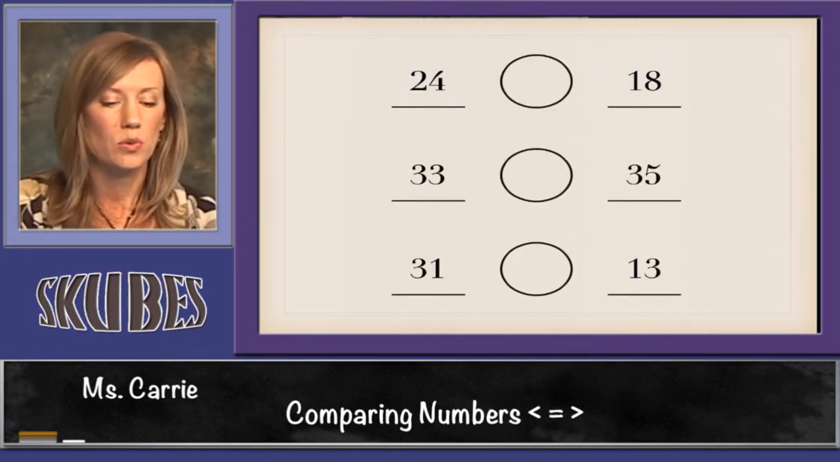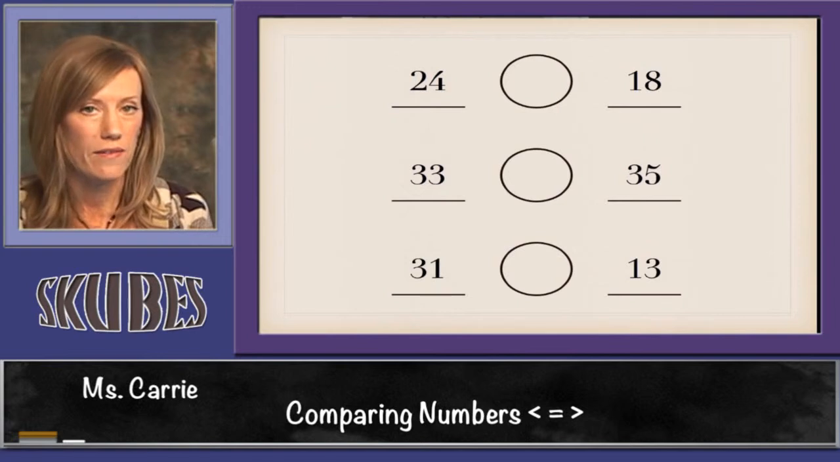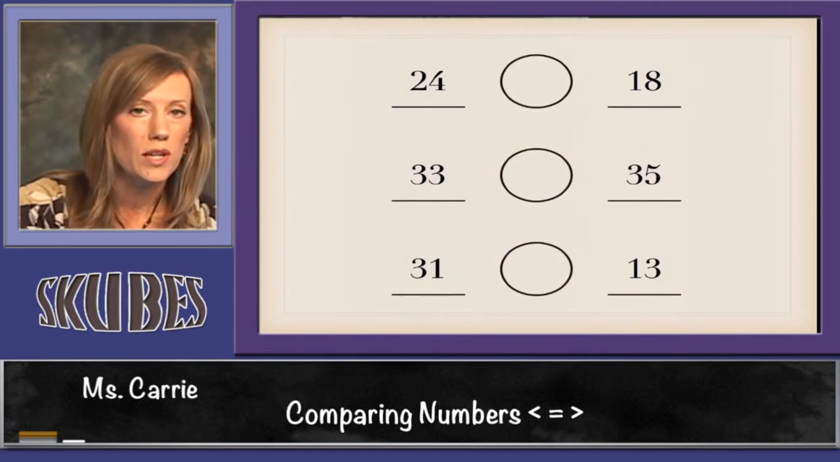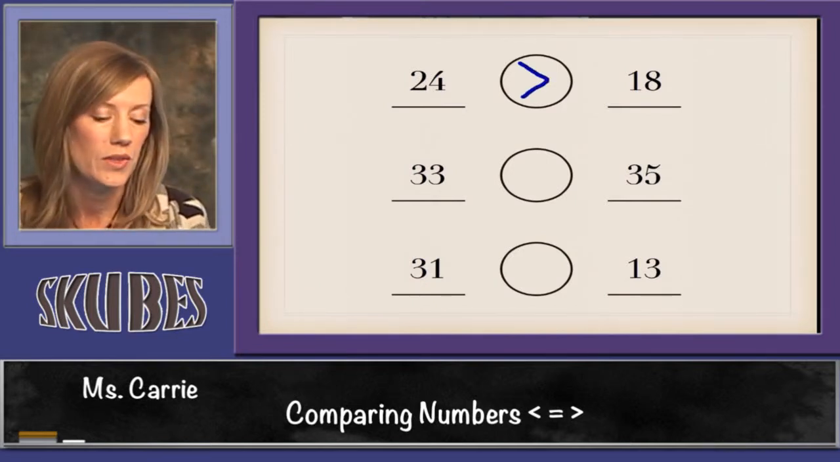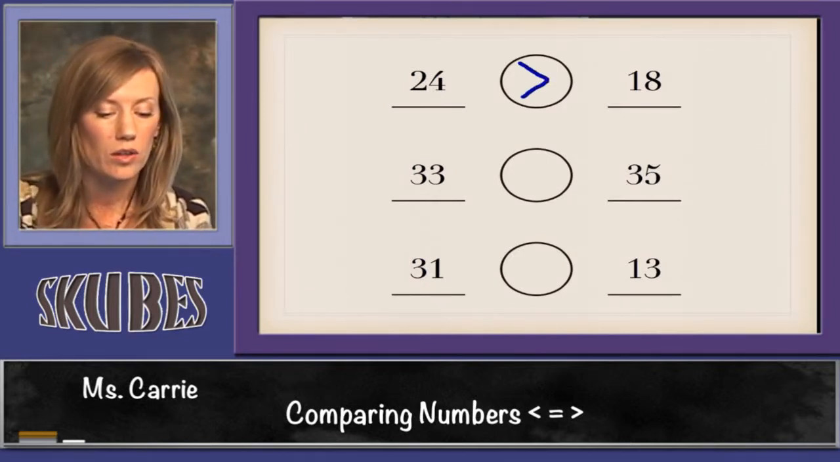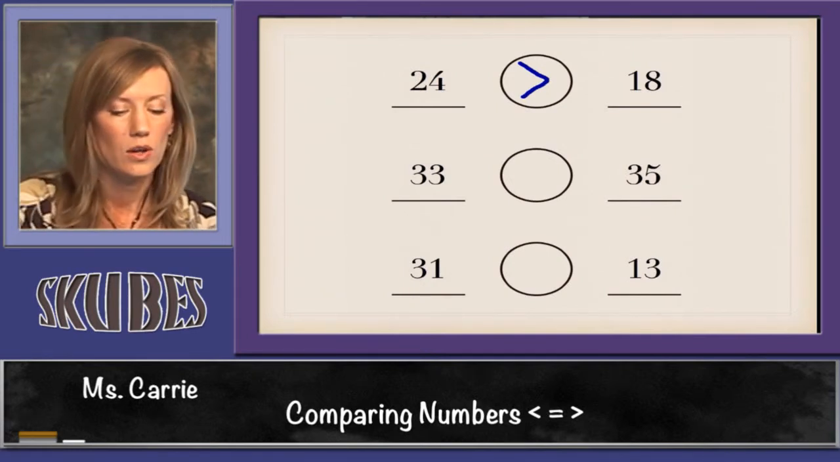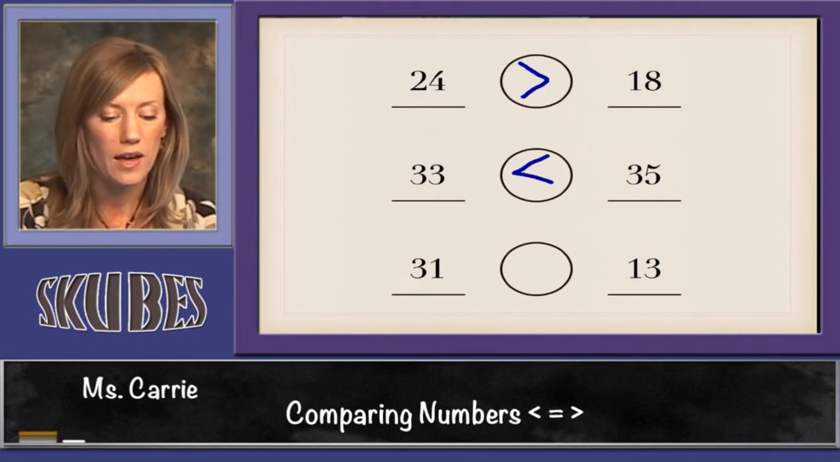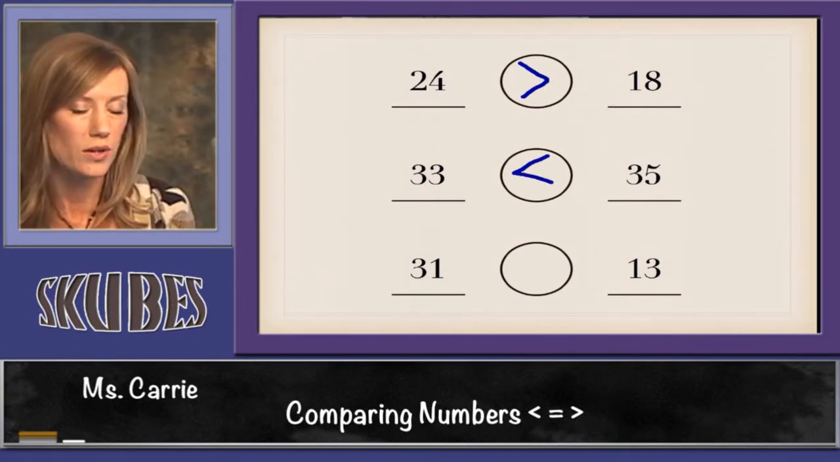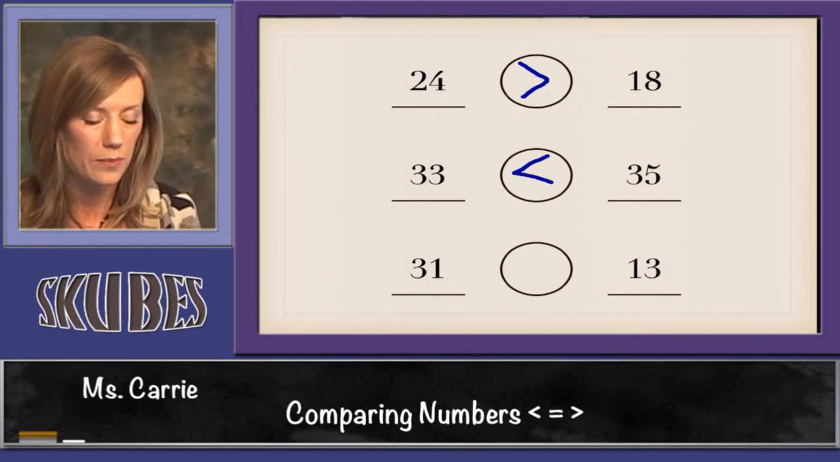On this side, we have 24, and on the other side, we have 18. Well, since 24 is more than 18, we would say 24 is greater than 18. The next one, we're comparing 33 and 35. We know that 33 is less than 35. That point points to the smaller number and the mouth points to the bigger number.